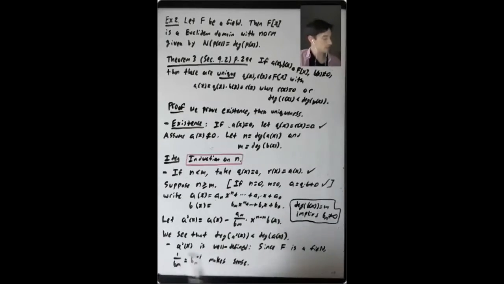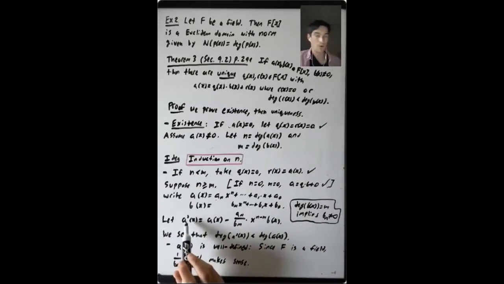Okay, also let me just note, this is a thing that you're allowed to do. a_m over b_m makes sense because b_m is not 0. So b_m is an element in a field. It has an inverse. Yeah, so that's sort of all I want to say here.